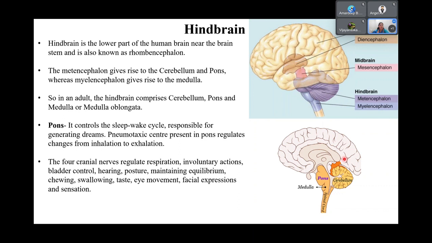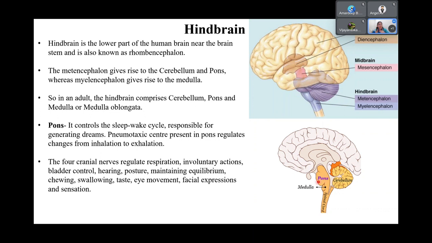Now the pons is mainly responsible for the sleep cycle. So your circadian rhythm is mainly controlled by the pons, and also the dream center. So if you see any dream, this is because of the pons getting activated. Here you also have the pneumotaxic center, which regulates inhalation and exhalation. So you can see now that even a simple motion like breathing is regulated by a part of the brain.